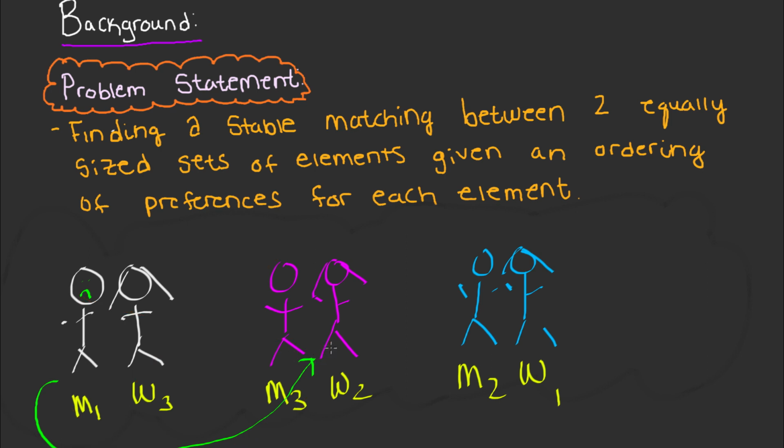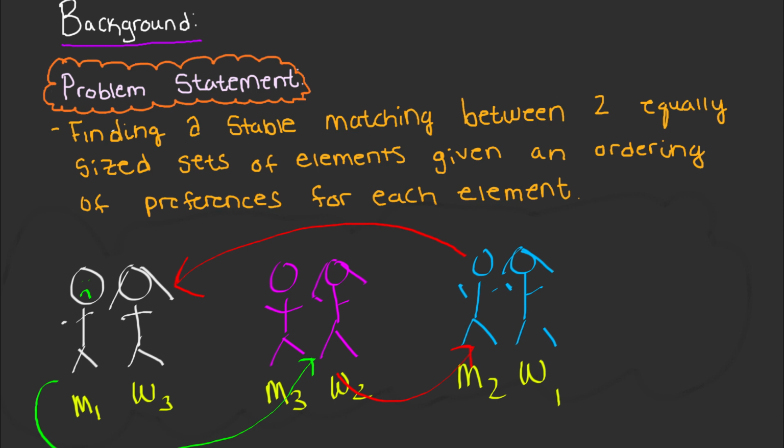But we can even have another arrow. Say woman two actually prefers man two over here. Well, this is still stable because man two does not prefer woman two over his current woman. In fact, he could also prefer woman three, but woman three does not prefer man two over man one. So you see, there is no reciprocation.